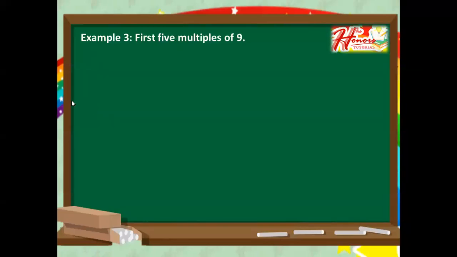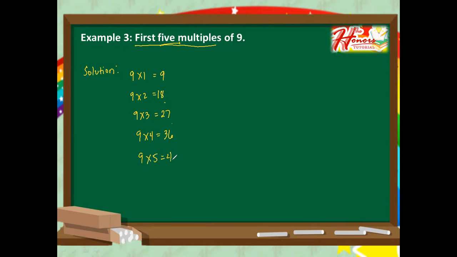First 5 multiples of 9. So we have here our restriction. We should have the first 5 multiples of 9 only. So this will be our solution. When we say first 5, you should start with 9 times 1. So that's 9. 9 times 2, that's 18. We have here 9 times 3, that's 27. And 9 times 4, that's 36. How many? 5. So we have here 1, 2, 3, 4. Another one. So that is 9 times 5, that's 45.